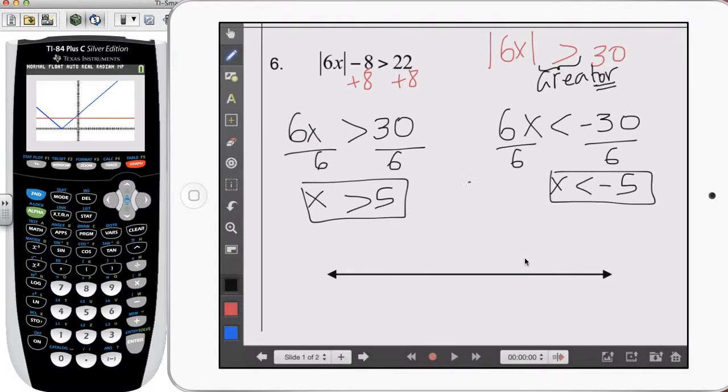So as you can see, you have two different relations. x can be either greater than 5 or less than negative 5. So let's draw this on the number line. There's no equal sign, so you're going to have an open circle on both of them.